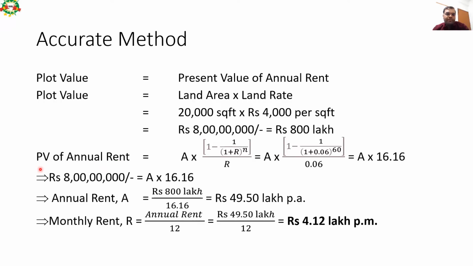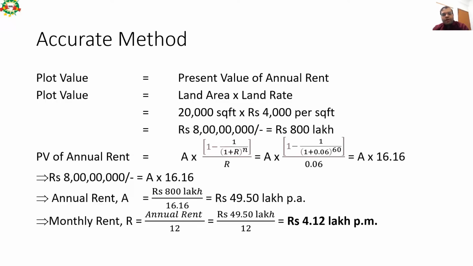Now, if we calculate the present value of the annual rent, in the previous slide we assumed an annual rent of A. We have discussed this formula in previous sessions. So the present value of annual rent will be A into the year purchase formula. If we put 0.066 yield and 60 years of time period, it gives a year purchase of 16.16. So annual rent will be equal to 800 lakhs divided by year purchase 16.16, so annual rent of 49 lakh 50,000 rupees per annum. If we divide the annual rent by 12, we get a monthly rent of 4.12 lakh rupees per month.